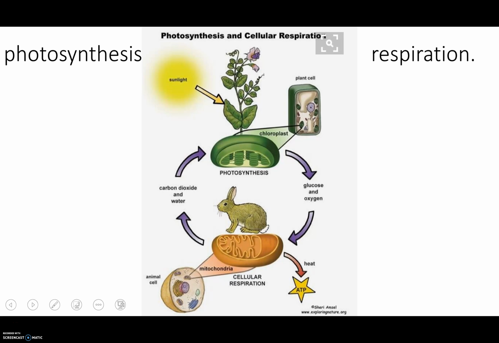Next, you need to know the differences between photosynthesis and cellular respiration. First thing, their organelle is different. The organelle that's used for photosynthesis is the chloroplast. The organelle that's involved in respiration, at the very least for aerobic respiration, is the mitochondria. Very good.